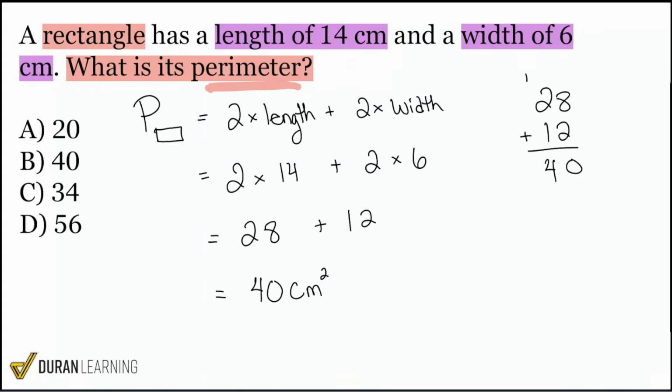Is that correct, everybody? It's almost correct. Remember, perimeter is a distance. It's not supposed to be squared. 40 centimeters squared? Nope. It's just 40 centimeters. That's our answer, everybody. The perimeter that we're looking for is 40 centimeters, and that's going to be identified as answer choice B.